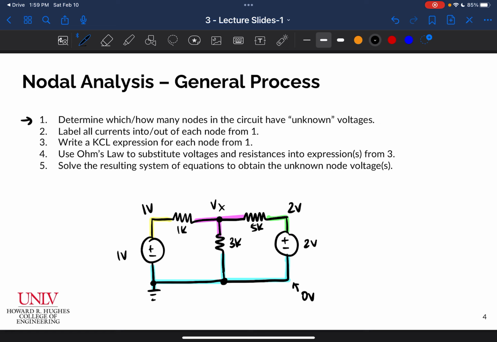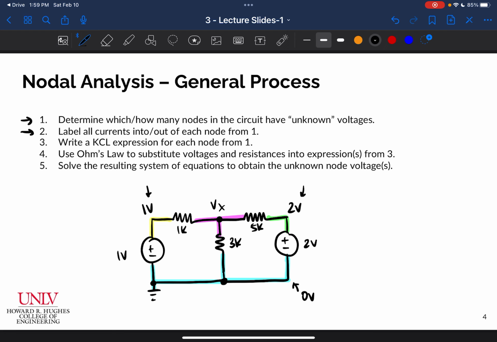Okay? So basically the problem here would be, let's solve for the node voltages in the circuit, or solve for the unknown voltages in the circuit. And so we know this voltage, we know this voltage, we know ground, of course, and so we're really just left trying to find Vx.